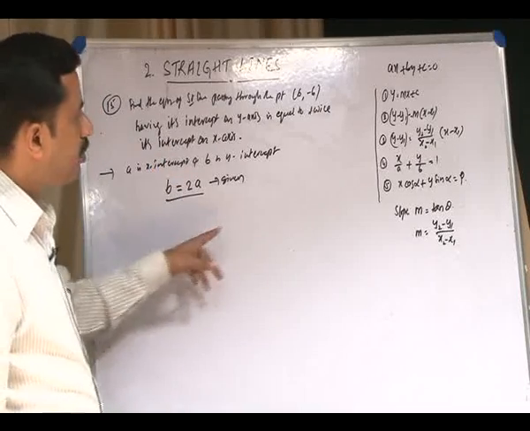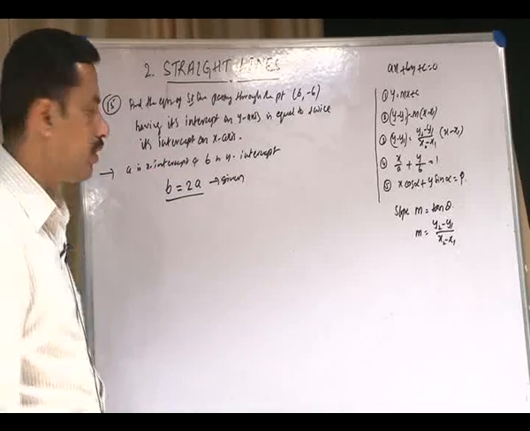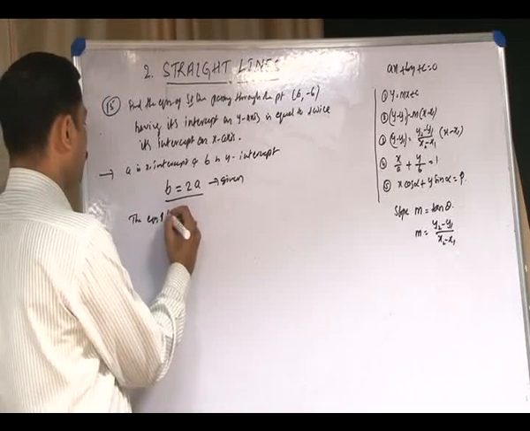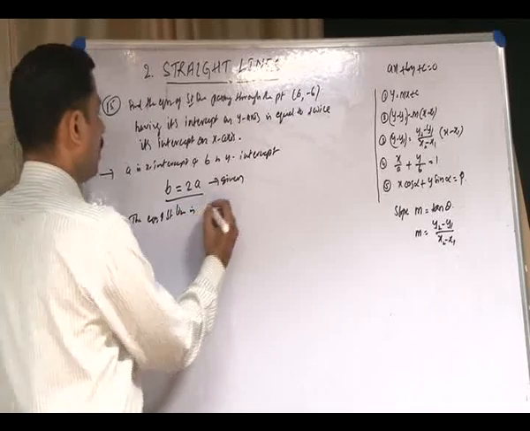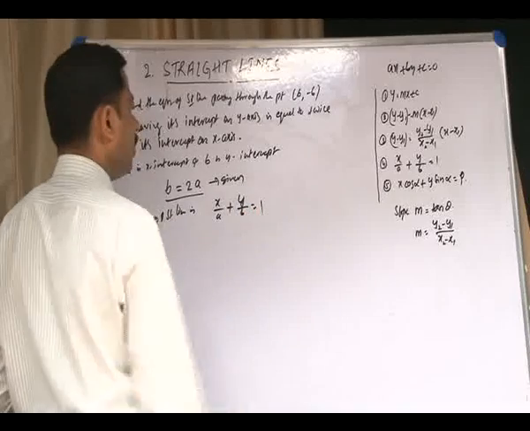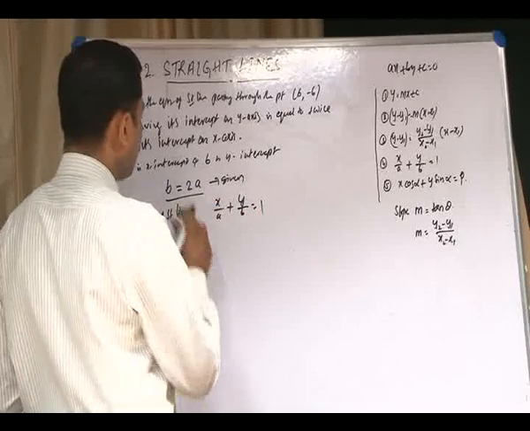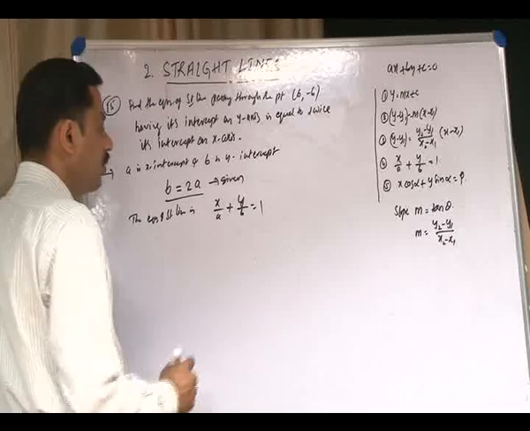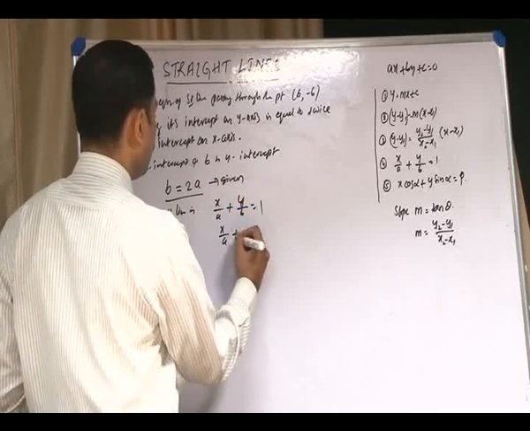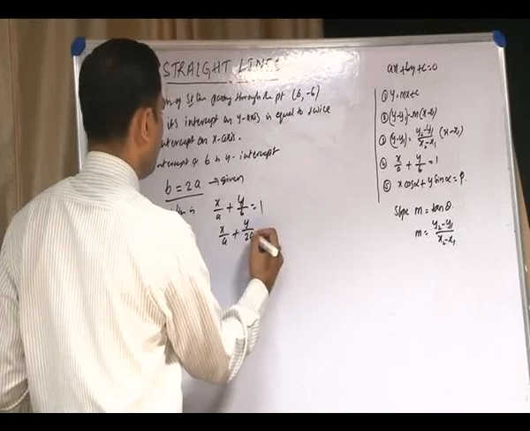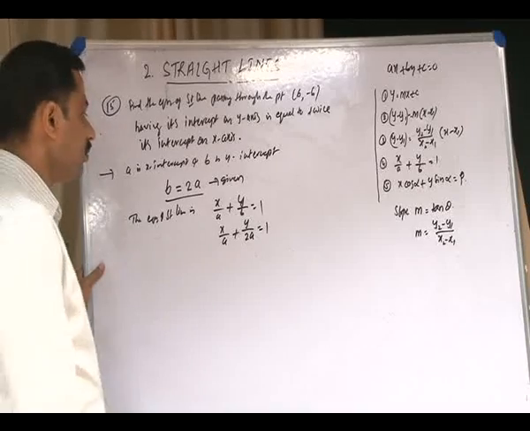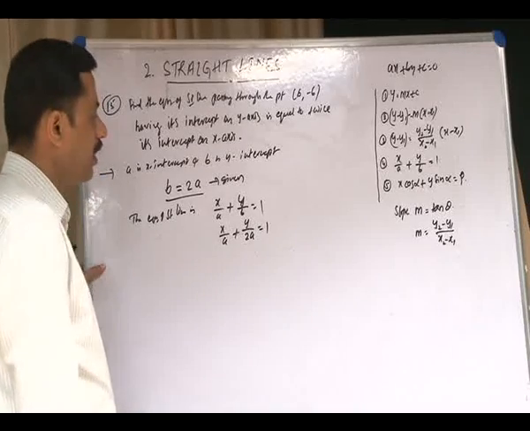Since intercepts are mentioned, we have to use the intercept form once again. Therefore, the equation of the straight line is x by a plus y by b is equal to 1. Given the relation between a and b, B is equal to 2A, substituting we get x by a plus y by 2a is equal to 1.